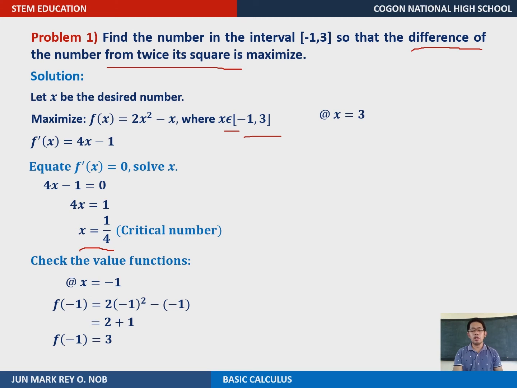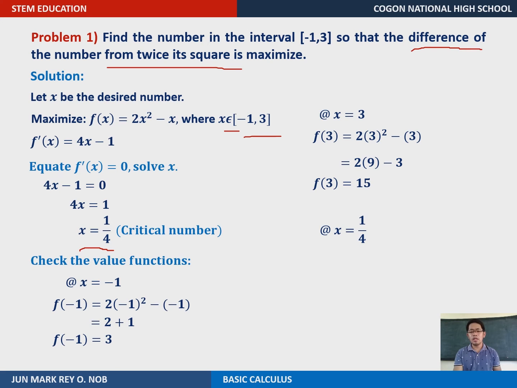What about the upper limit of the given interval? At x equal to 3, we substitute the value of x, then we solve, we simplify, and then we come up with f of 3 equal to 15. Now we are done with the endpoints.